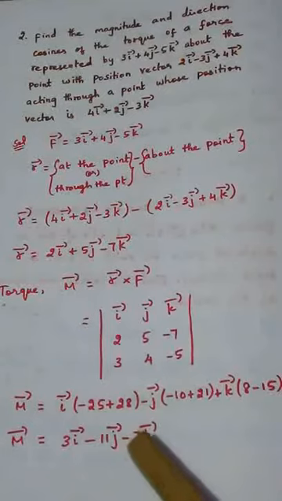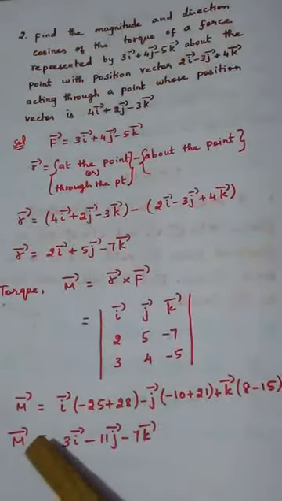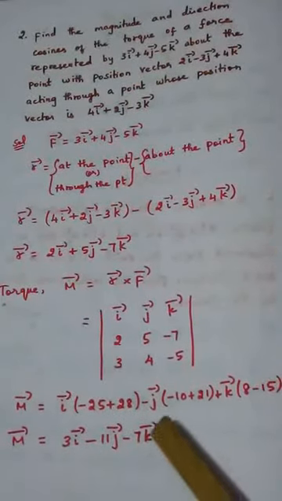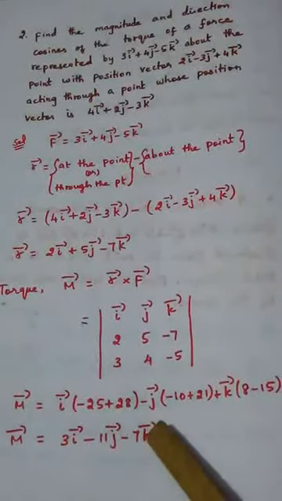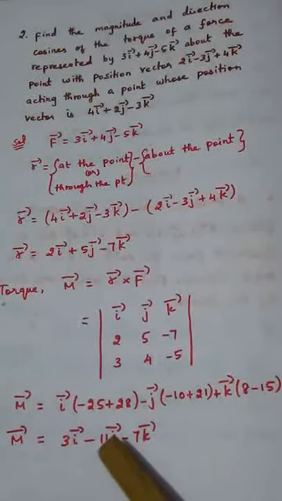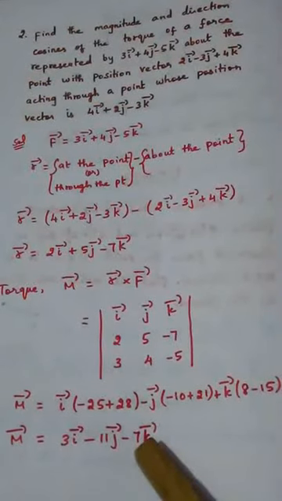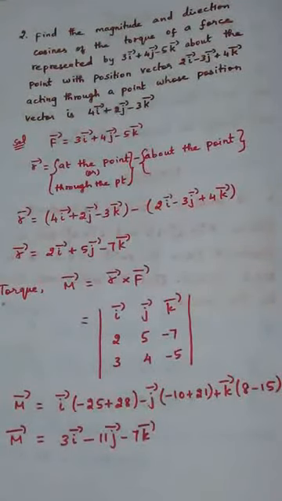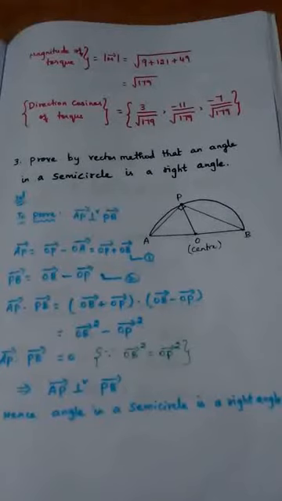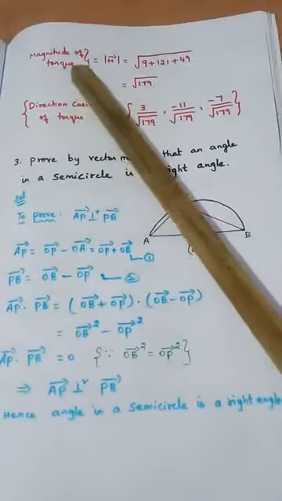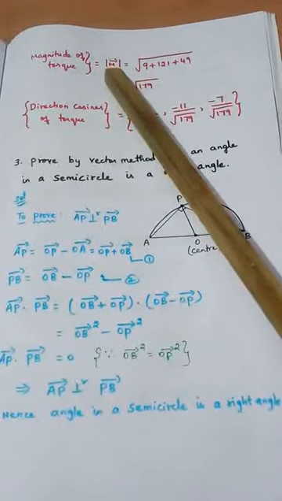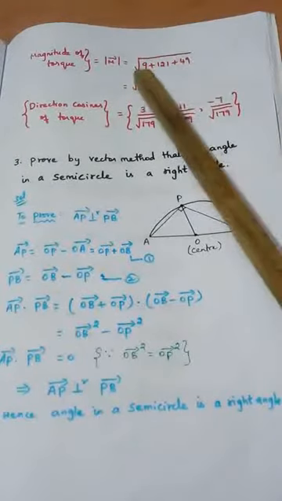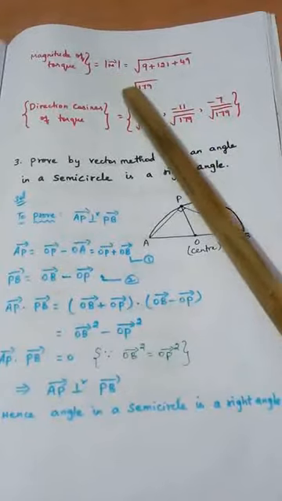Magnitude means the length of this vector. This is M vector, this is torque. Magnitude of torque means I should find the length of this vector. How to find the length of the vector? Root of the coefficients squared. If I square this, 9. If I square this, 121. If I square this, 49. Everything should be written in the root. That is how we calculate magnitude or length. So the magnitude of torque, the modulus of M vector, is the root of the coefficients squared. Add all these and you get root 179. This is called the magnitude of the torque.